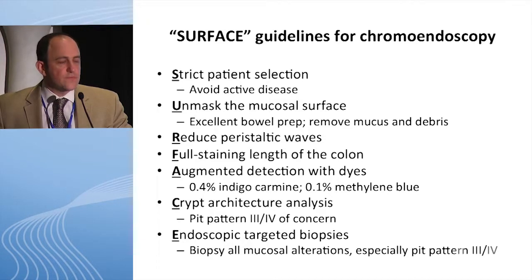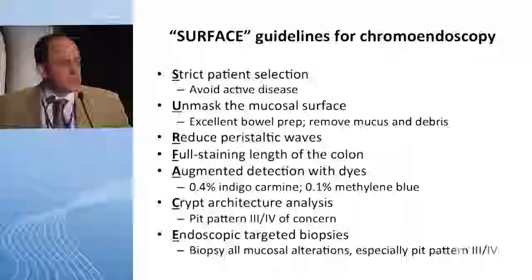So there are some guidelines for chromo, and they're abbreviated here with this approach called SURFACE. Choose the right patients, meaning you don't want people with active inflammation or poor preps. Unmask the mucosal surface, meaning you want them to have a very clean prep, and actually we prefer a drier prep when possible. Reduce peristaltic waves. That means either reduce them because you're using an opioid analgesic during the procedure, or perhaps even using glucagon, which has been described. Full staining the length of the colon has been recommended, but not yet endorsed.